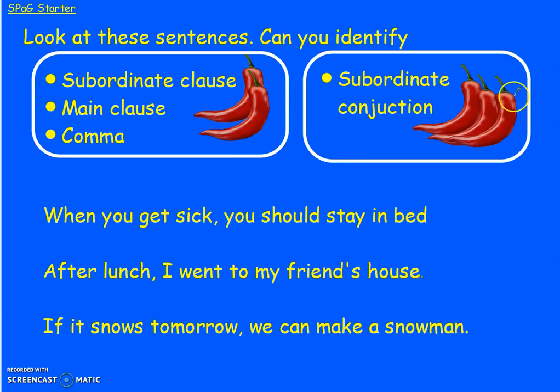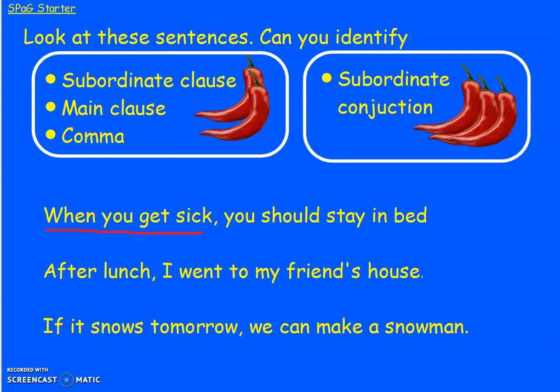Right. So the first one says, when you get sick, you should stay in bed. So again, it's a bit like a relative clause. One part of the sentence makes sense by itself. The other one doesn't. So the first one, when you get sick, doesn't make sense by itself. So that is a subordinate clause. Because if we just say, when you get sick, and leave it there, we don't know what to do, do we? We don't know what to do when you do get sick.